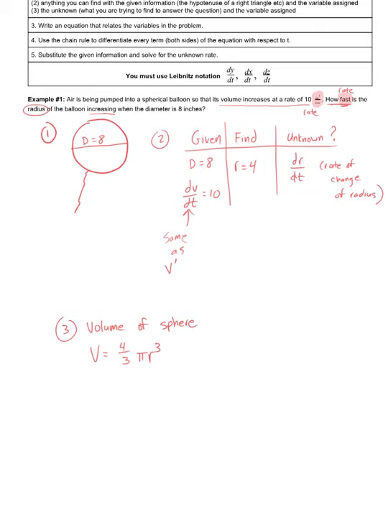So we have volume, and we have the rate of change of volume, dV/dt. We have the radius, and we have the rate of change of radius, dr/dt. Every single variable needs a length variable and a rate variable: V, dV/dt, r, dr/dt. All right, the fourth step is we are going to take the derivative of this.